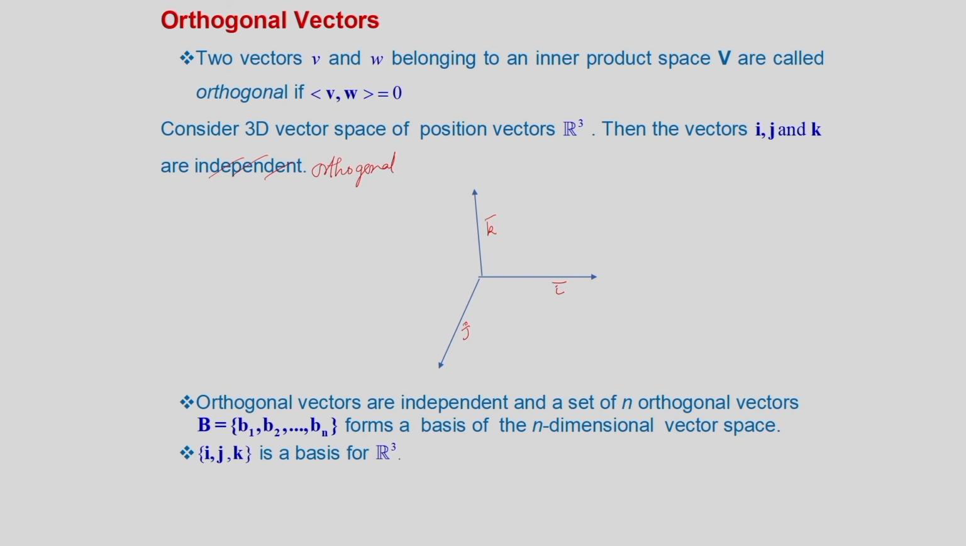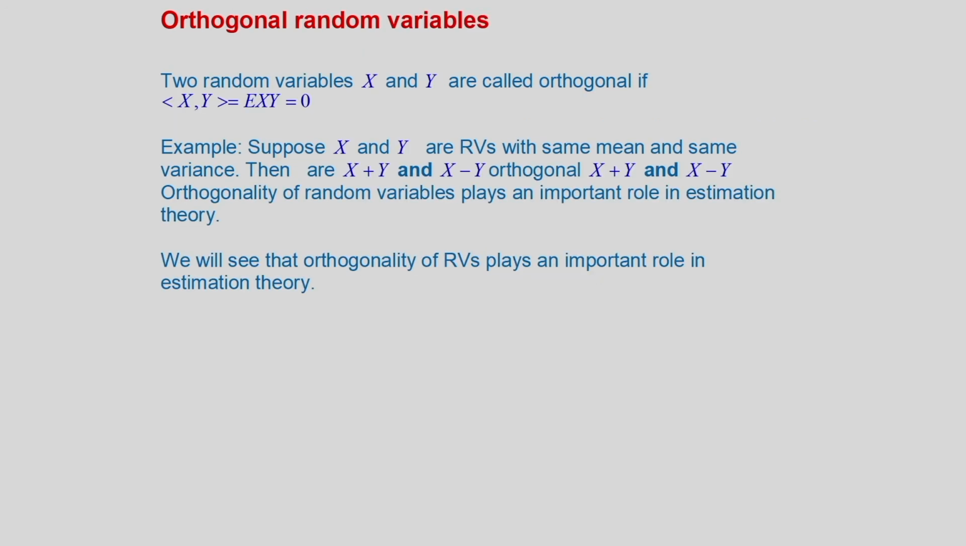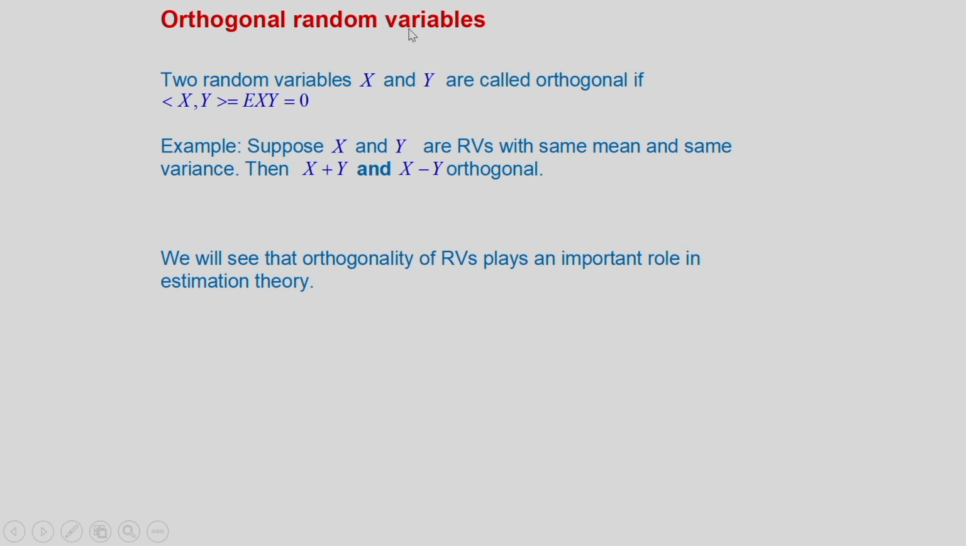So, now this concept of orthogonal vectors can be generalized to orthogonal random variables. Orthogonality of vectors can be extended to random variables. Two random variables x and y are called orthogonal if the inner product of x and y, that is E of xy, is equal to 0. If E of xy is equal to 0, then x and y are called orthogonal.